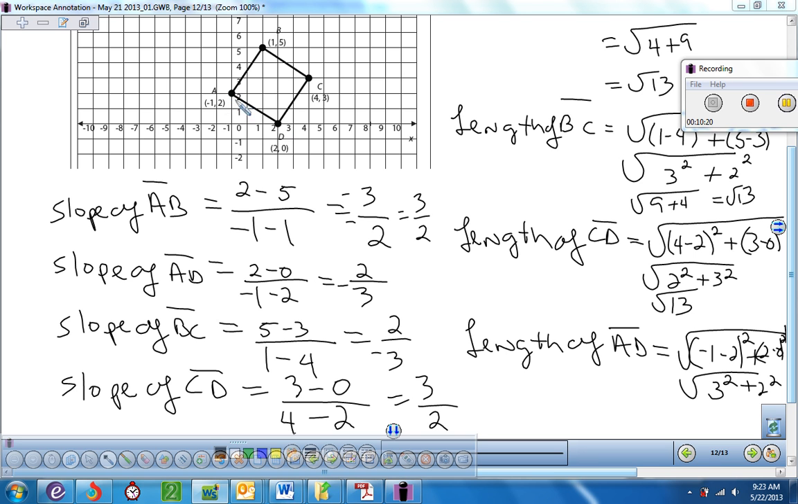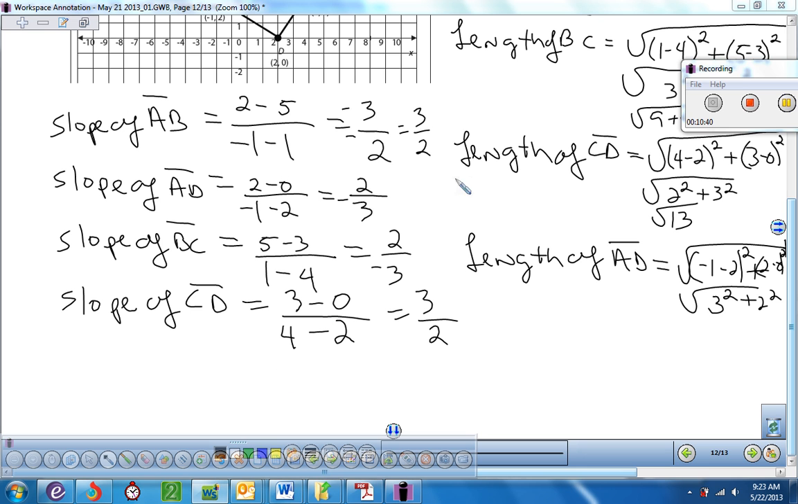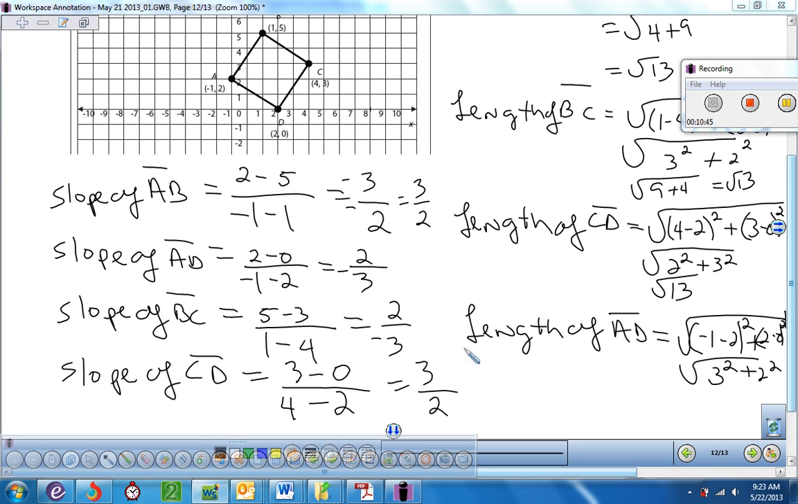And then AD and BC have to be parallel. They have the same slope. So that checks out. And then the ones that connect have to be perpendicular, which we showed. So opposite sides are parallel, and the ones that intersect are perpendicular. So this is a square because, again, the distances are the same, opposite sides are parallel, and the line segments intersect at right angles.